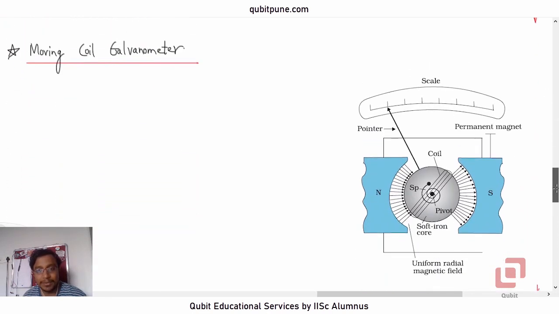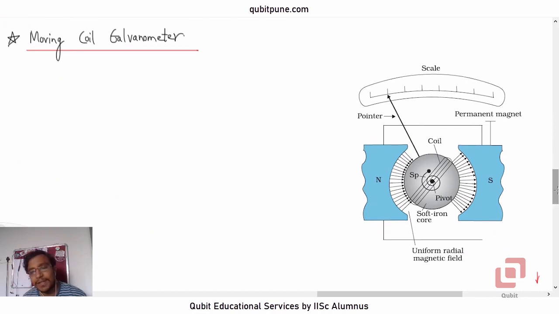Okay, last part. Moving coil galvanometer. What is the function of a galvanometer? The function of a galvanometer is to detect whether there is any current flowing through the coil. Now, what is the working principle? If you place any current carrying coil in a magnetic field, it will experience a torque, so it will rotate. The angle through which it rotates can then be traced back to the value of the current that was flowing, and also the direction of the current through the coil.